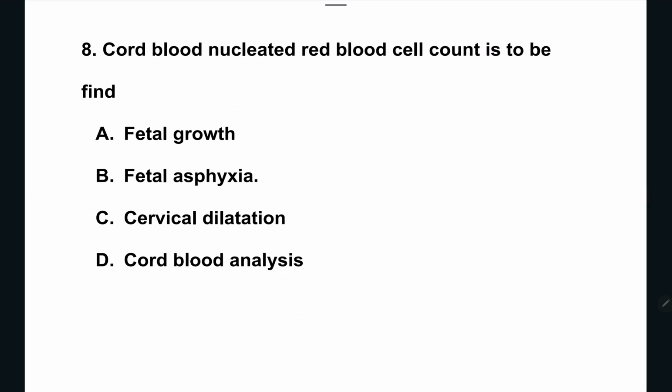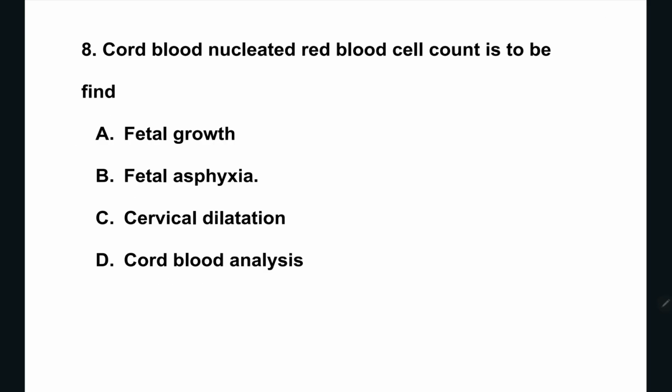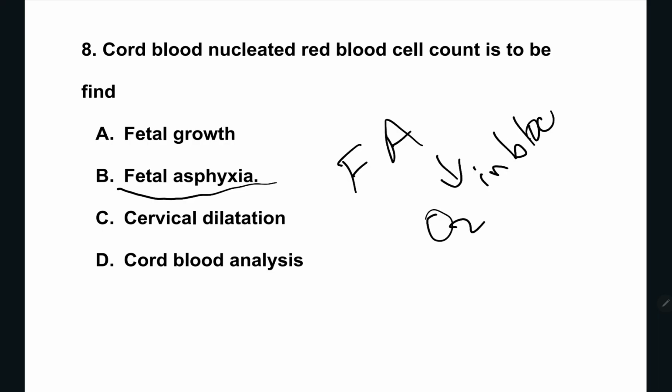The next one is cord blood nucleated red blood cell count. What is the use of diagnosis or analysis of the cord blood nucleated red blood cell count? Options are fetal growth, fetal asphyxia, cervical dilatation, cord blood analysis. It is used to find out fetal asphyxia. Asphyxia is nothing but decreased O2 saturation in the blood. That is asphyxia.